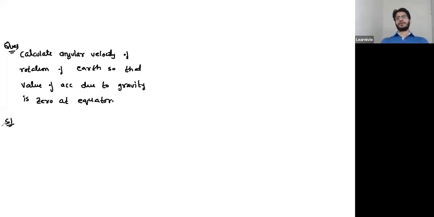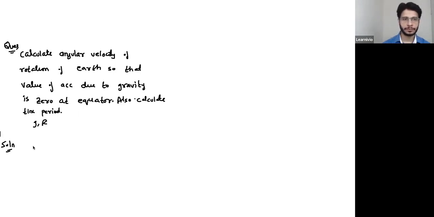Try to solve it. You know the value of acceleration due to gravity at the equator. Calculate the value of omega so that it reduces to 0. See, this is very straightforward. You need g prime, which is g minus R omega square. This is the value at the equator, which is equal to 0.